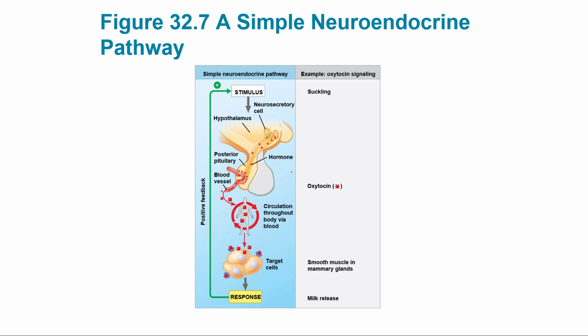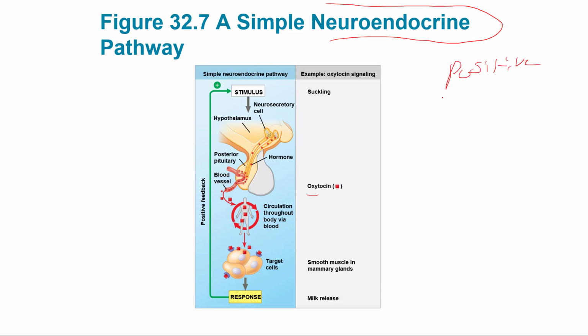So first of all, it can do simple pathways. It's called a neuroendocrine system because it's tied into your brain, to your nervous system. So here we have a signal that causes a release of, in this case, oxytocin into the blood. It circulates through the blood and leads to a response. Now, this is an interesting one. This is a simple pathway, but this is an example of positive feedback.